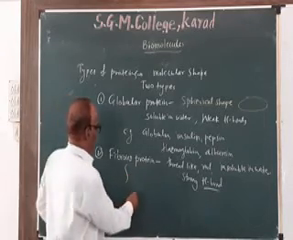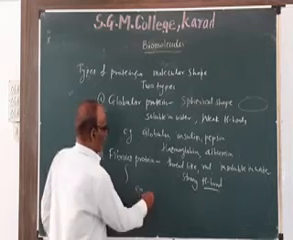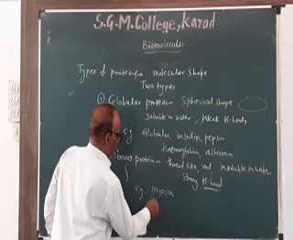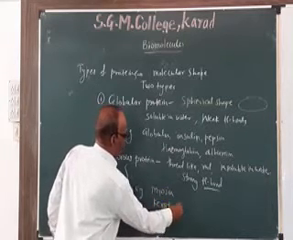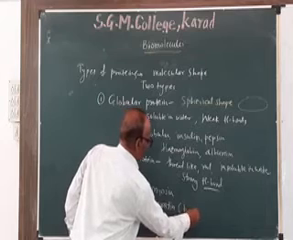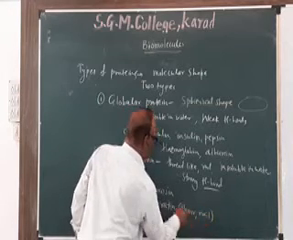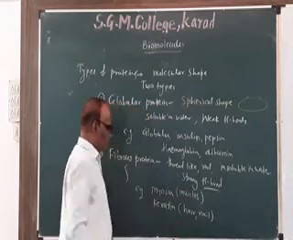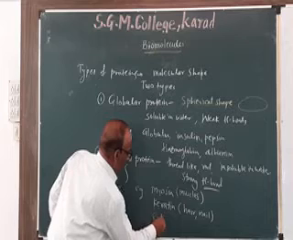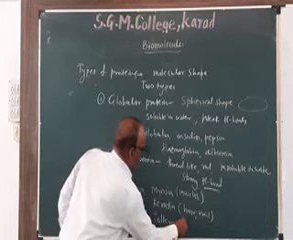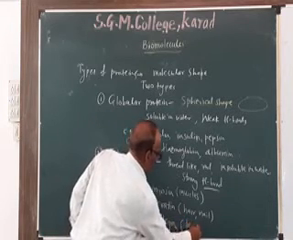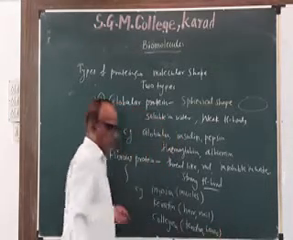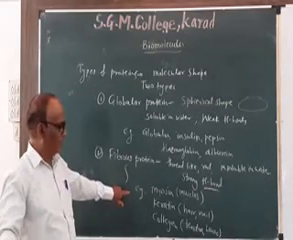Examples of this type of protein are myosin, keratin, and collagen. Keratin is in hair and nails, myosin in muscles. Collagen is present in tendons and bones. So these are some important examples of fibrous protein.